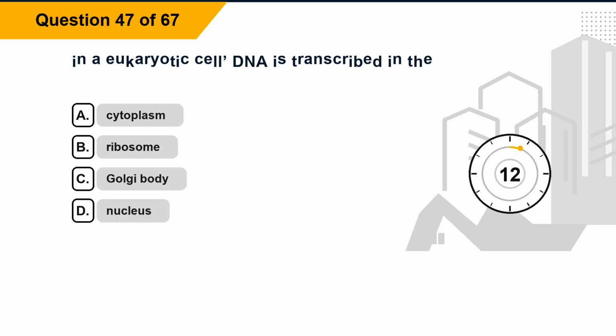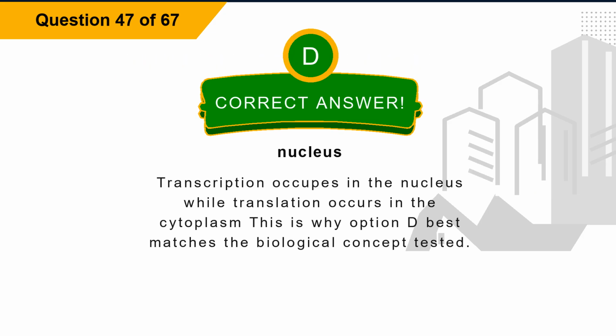Question 47. In a eukaryotic cell, DNA is transcribed in the: option A, cytoplasm. Option B, ribosome. Option C, Golgi body. Option D, nucleus. The correct answer is option D, nucleus. Explanation: transcription occurs in the nucleus while translation occurs in the cytoplasm. This is why option D best matches the biological concept tested.